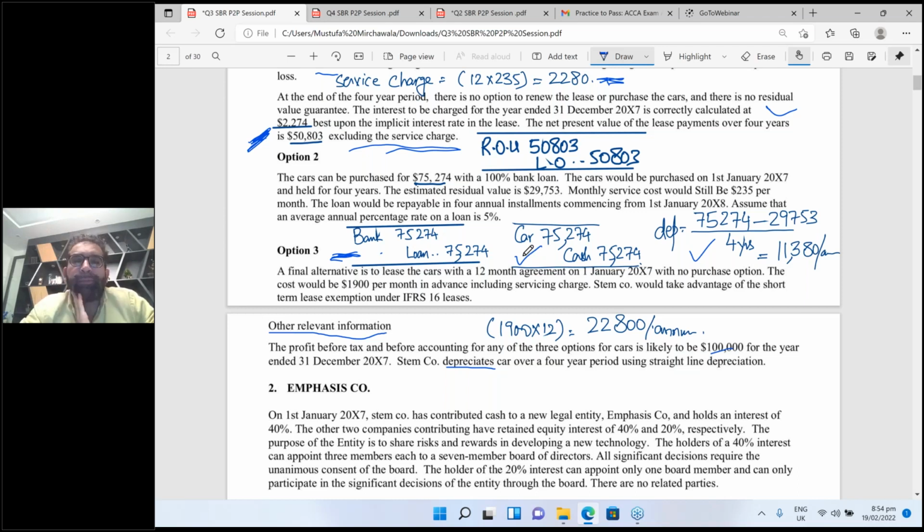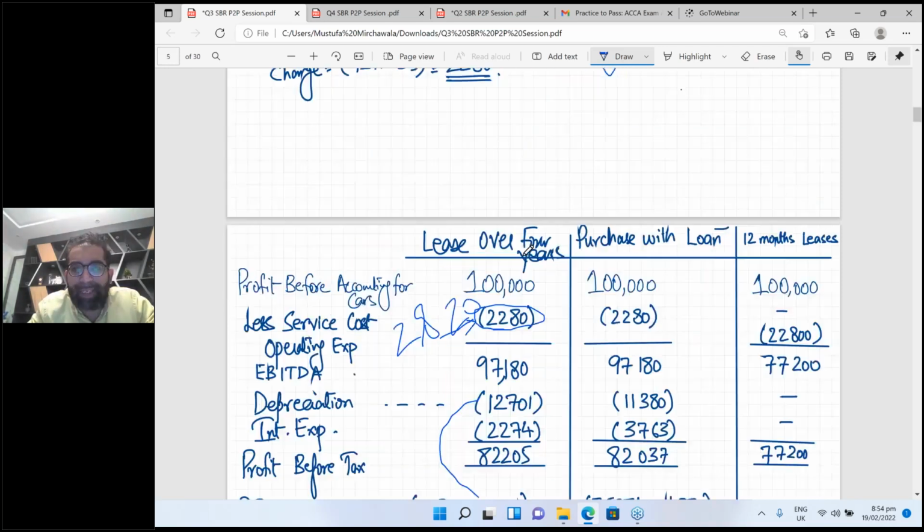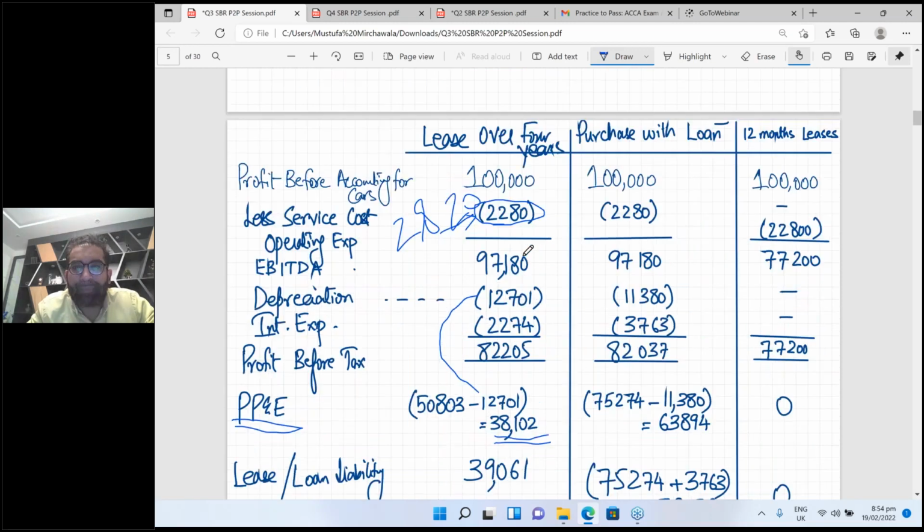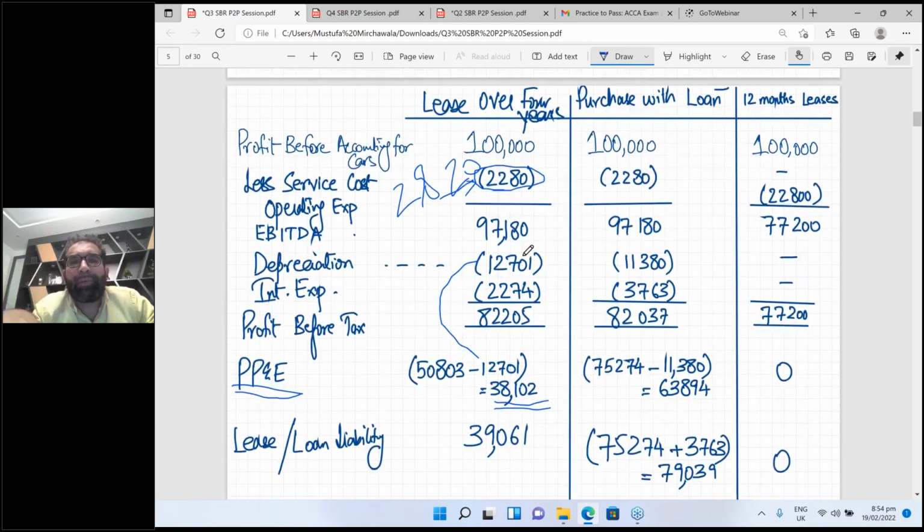Okay, I'm sure you have copied or you have seen all this data. Now please allow me to move to that screen, to that workings. See the second column. First of all, profit before accounting for car was 100,000.